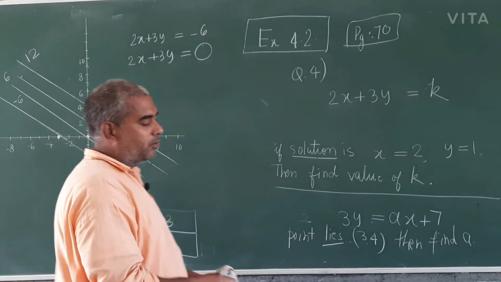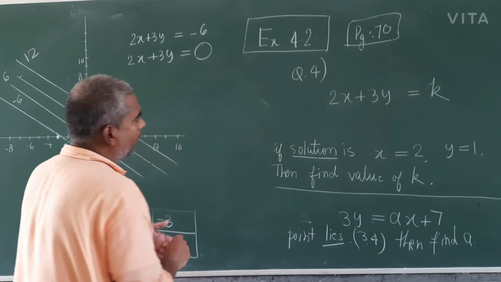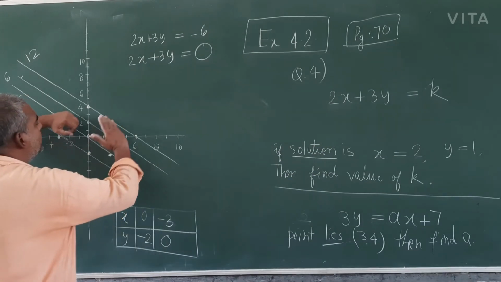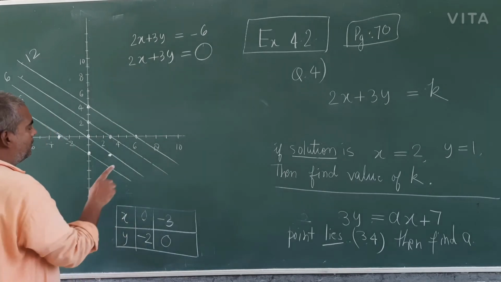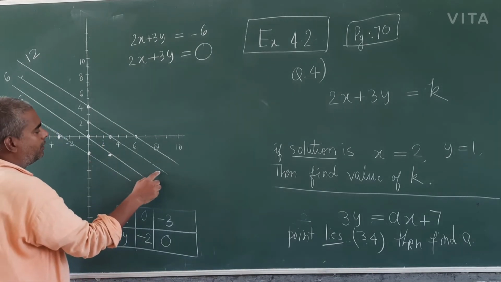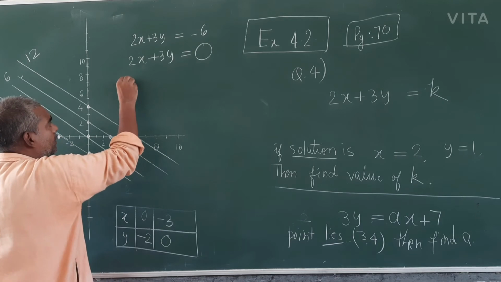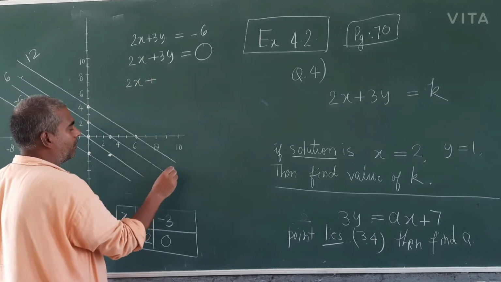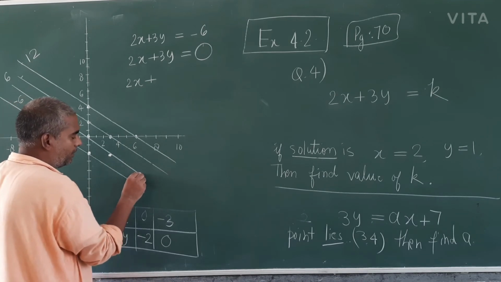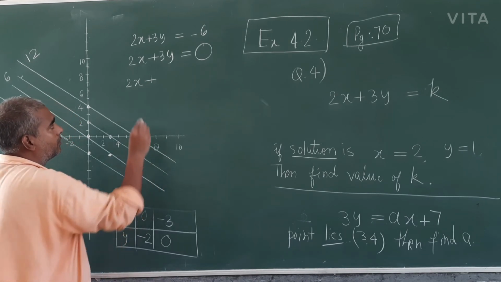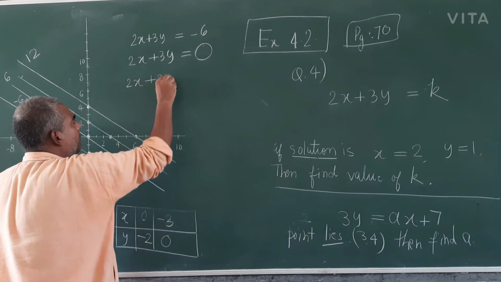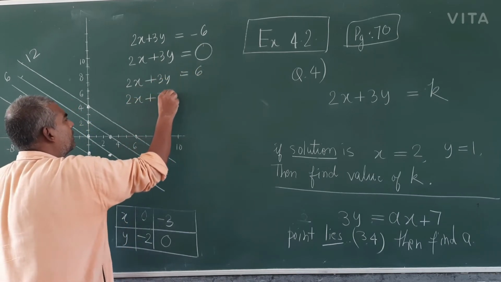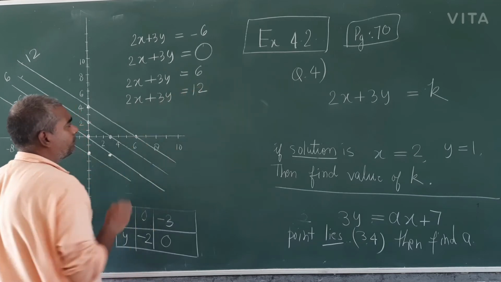If I changed only the value of k, the line position changes. So the four lines I have drawn: this is the third one, 2x plus 3y is equal to 6, and 2x plus 3y is equal to 12.